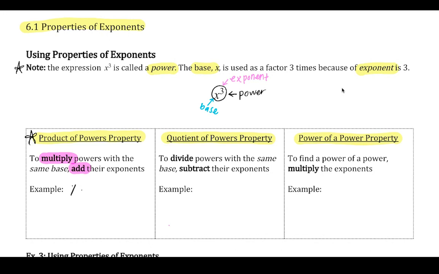So say I have x squared times x to the third power. They have the same base, they're both x's. We are multiplying them, so we need to add their exponents. So I'm going to add the 2 and the 3 and combine them all into that one base. So this becomes x raised to the 2 plus 3, or altogether x to the 5th power.